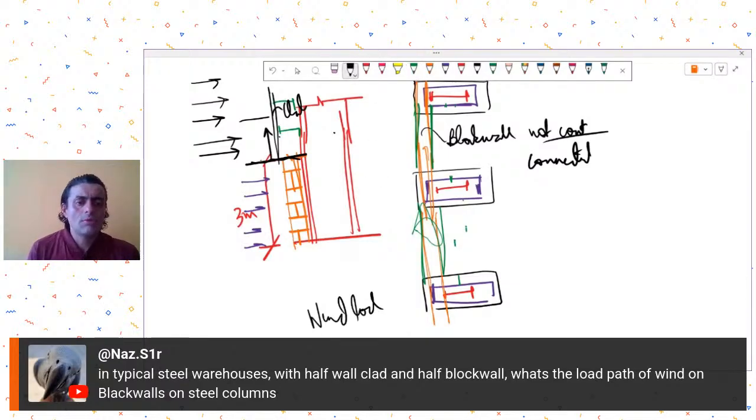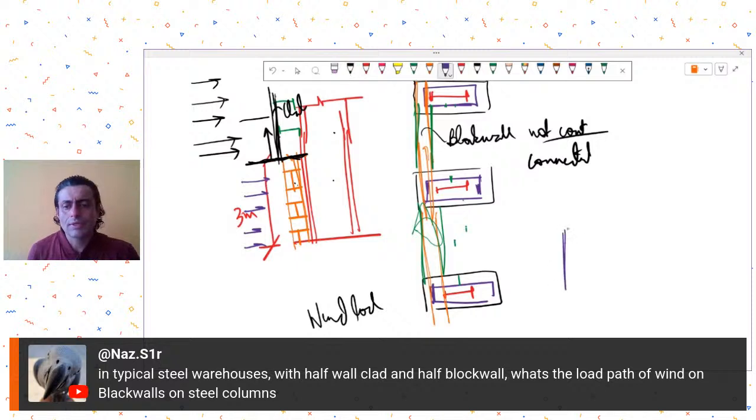So you need to only bother about the wind load that will act on this cladding after 3 meters, or whatever is your block wall height. No wind load from the block wall needs to be transferred to your steel structure, because essentially we try to keep block walls and steel structures unconnected. So wind loads after 3 meters you can transfer.